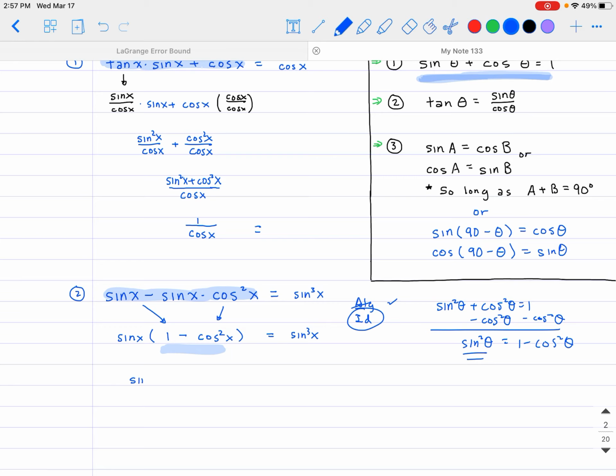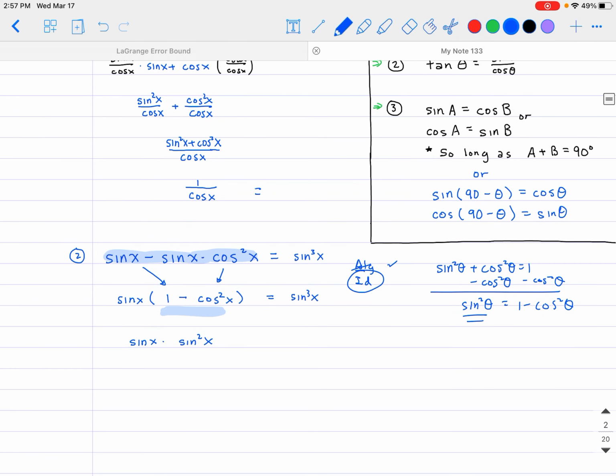So that now leaves me with sine of x multiplied by sine squared of x. And if you have sine of x times sine squared of x, that's going to come out to be the sine cubed of x then. Okay, well, there you go. That's going to be our problem then. All right, let's take care of this last one over here.